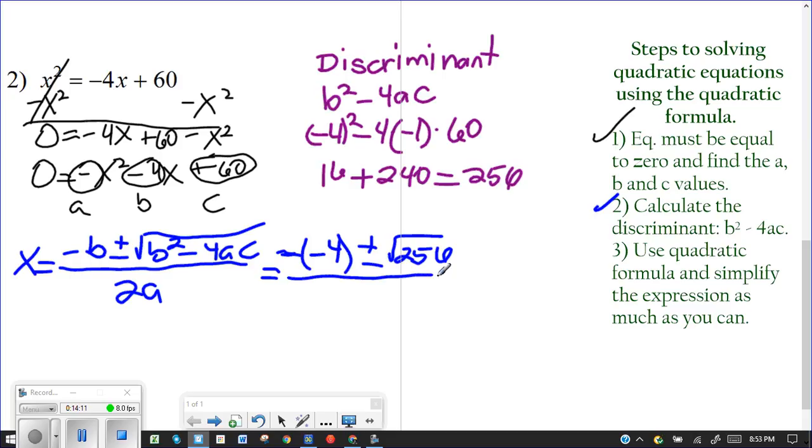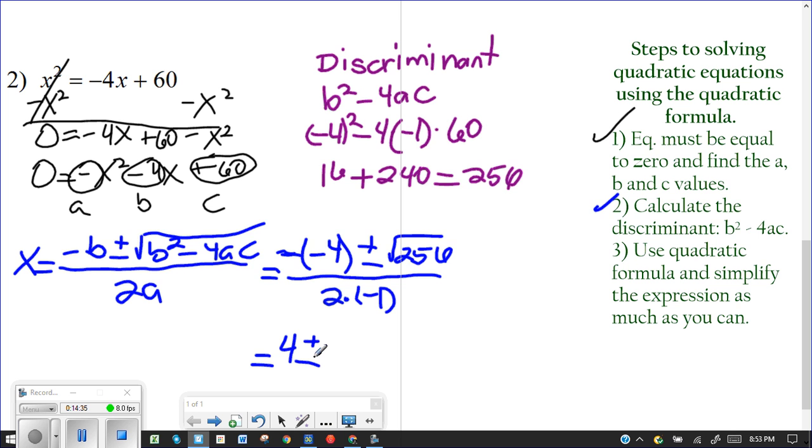All divided by 2 times a. 2 multiplied by a. The a value is negative 1. You must put negative 1 in parentheses. Okay, so the answer is, simplify this. Negative minus will give you a positive. Plus or minus square root of 256.